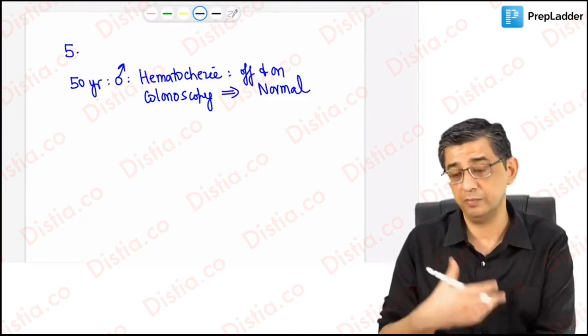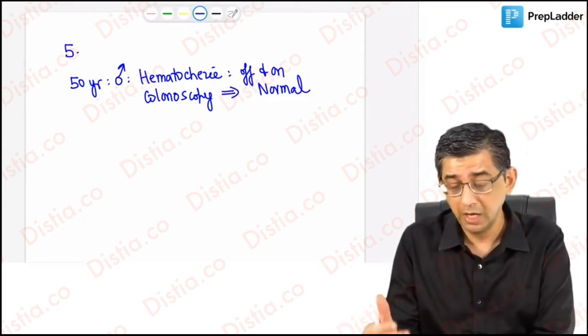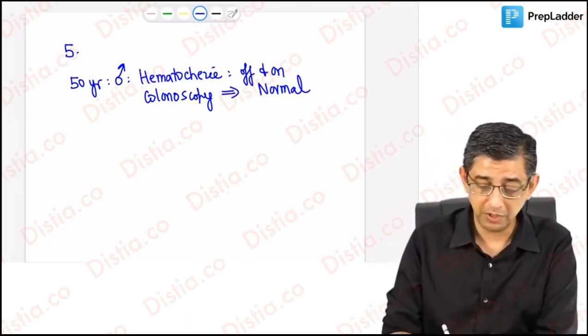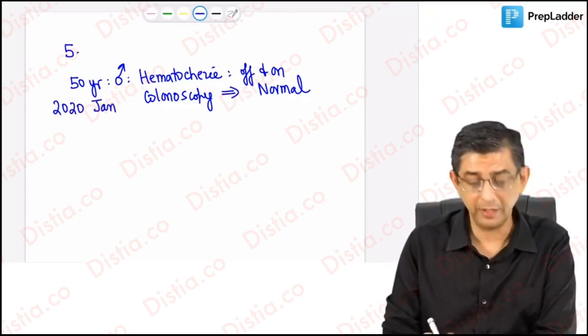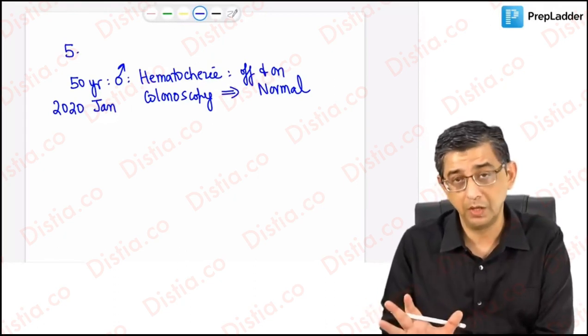You see, if there's a cancer, it must be present as a fungating mass. So there must be some lesions of IBD that can be visualized. But here the colonoscopy was turning out to be normal. This is, let me say, in 2020, just before the lockdown occurred, January 2020, that is when this guy's colonoscopy was normal.